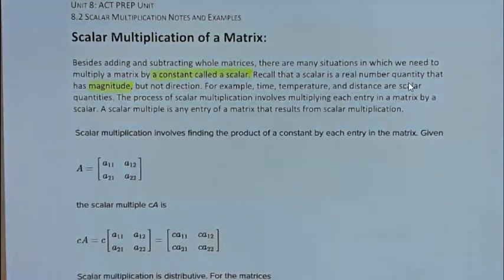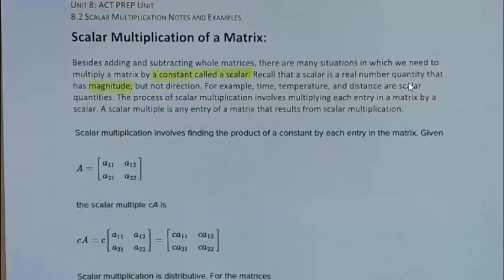Good examples of this would be time. How much time is there? 60 minutes, 4 hours, 9 days. Or temperature, you have 20 degrees or negative 80 degrees. And then distance is just how far you've gone. I've gone 100 miles, I've gone 12 feet. There's an amount. These don't have direction.